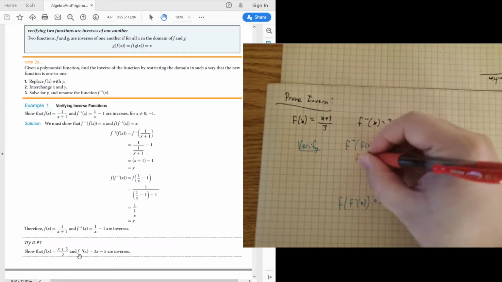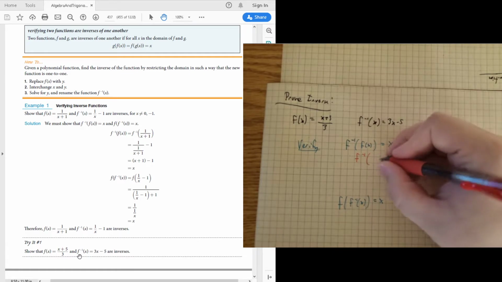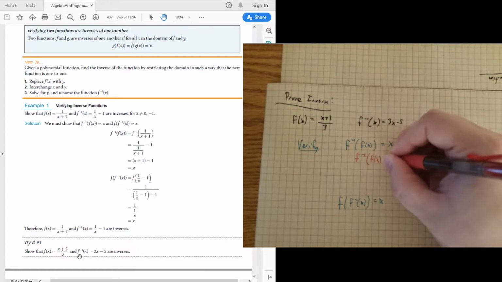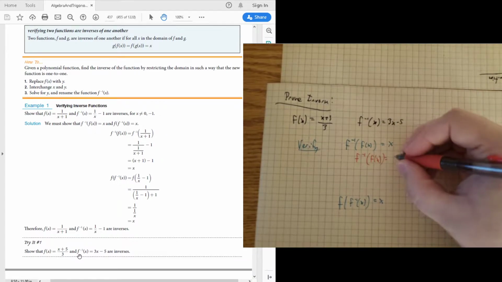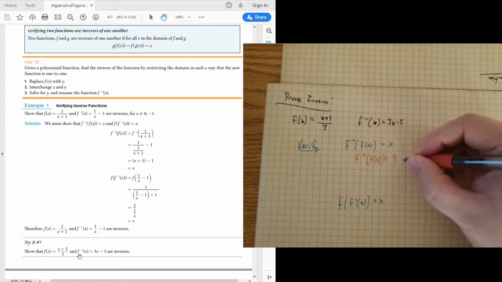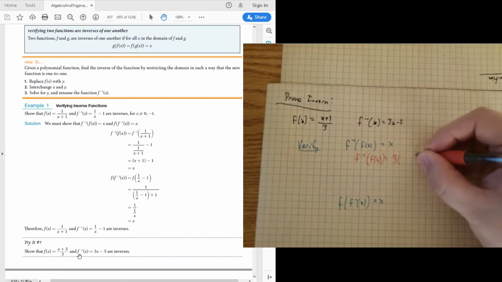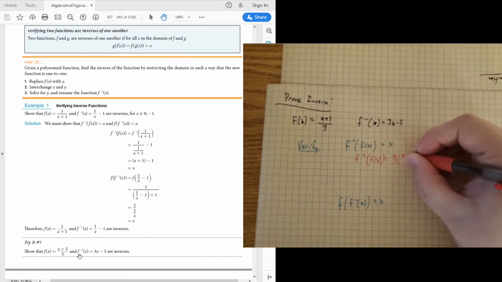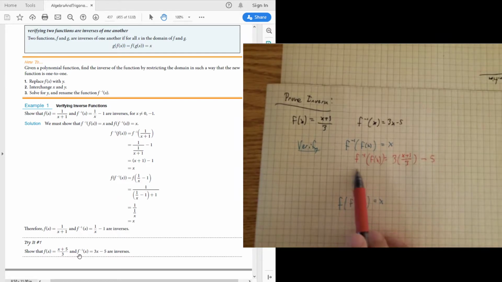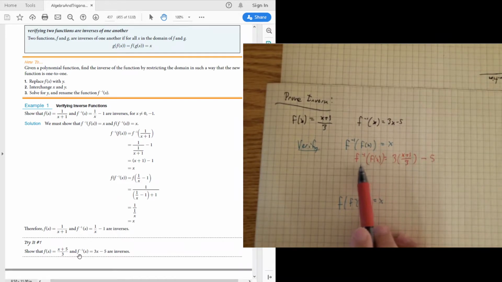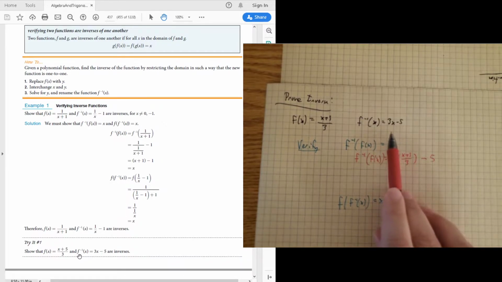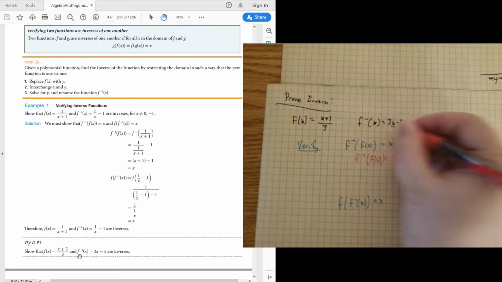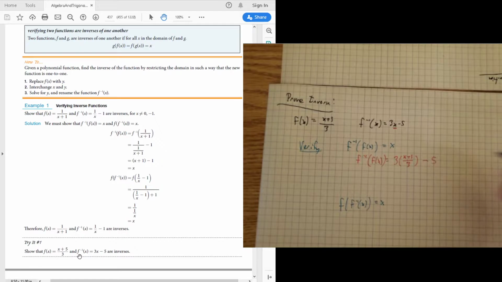My f inverse function is 3x minus 5. So 3x minus 5. But everywhere there's an x, I'm going to replace with f of x. So x plus 5 over 3. Remember, what this operation means is everywhere there used to be an x in f inverse, I'm going to replace it with the entire f of x function. So everywhere there used to be an x, I replace with f of x. Notice that if I do that, the function actually simplifies down to x.